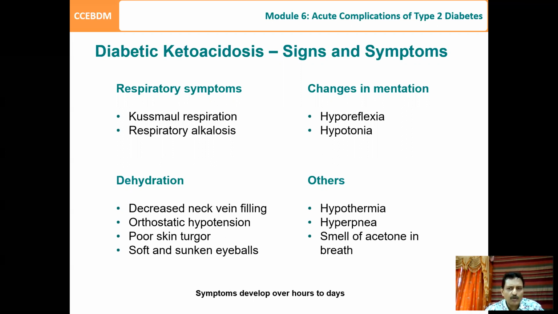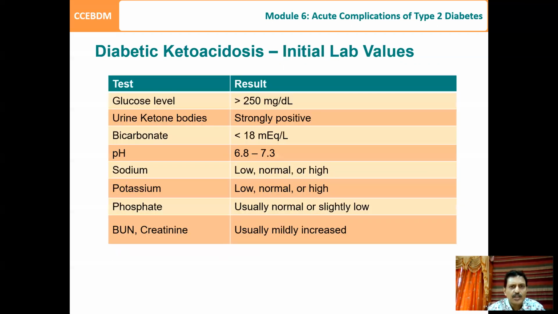The patient may come with only a few symptoms out of the whole list, and we have to check the glucose, look at the urine ketone, and if both are positive, we have to check the arterial blood gas to see whether the patient is suffering from diabetic ketoacidosis or not.